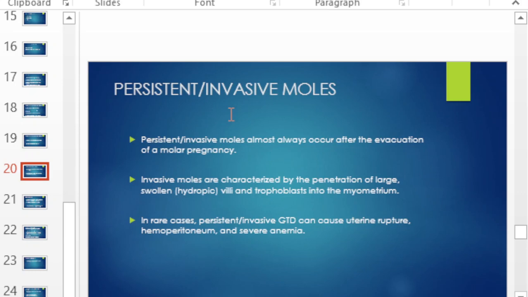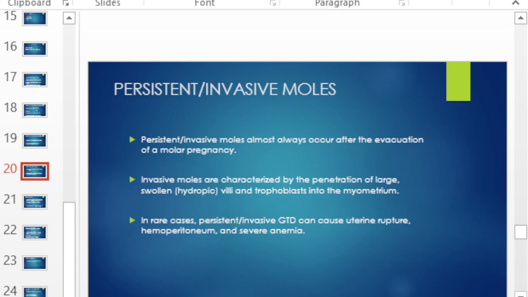So the invasive mole almost always happens after you've done an evacuation of a molar pregnancy, which is why it is important that you follow up a molar pregnancy so you don't end up with an invasive mole. What happens with an invasive mole is that the placental tissue penetrates through the myometrium. At times it may rupture the myometrium, and so you get bleeding into the abdomen.